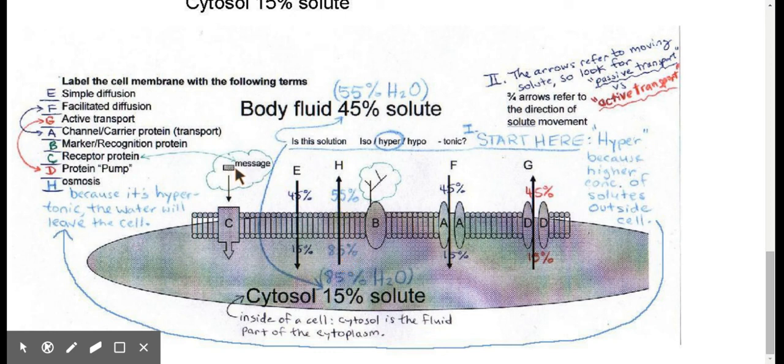And the last two things, a receptor protein sends some sort of a message to the cell, and this is a marker protein where you can recognize what type of cell this is. And that's it.